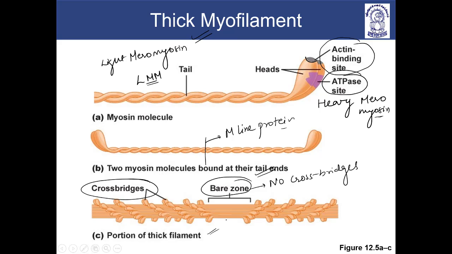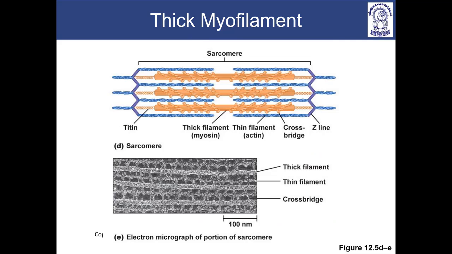So we have discussed the thick filament, or myofilament. This is the thick filament myosin, and this is the thin filament actin. So actin basically makes up the thin filament, and myosin makes the thick filament. These are the cross bridges, Z line. This is titin protein.